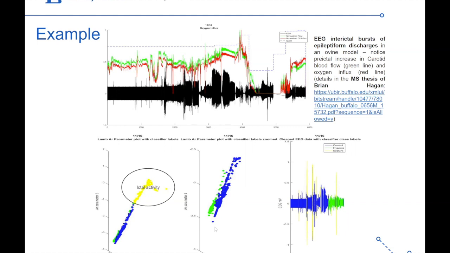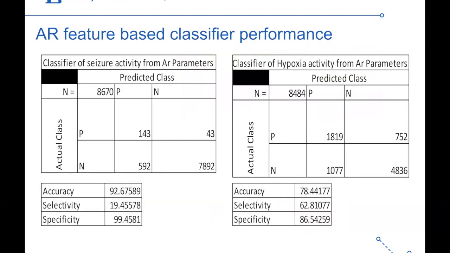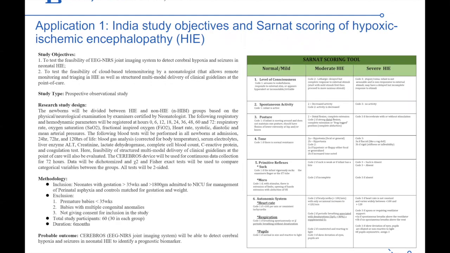It's a two-stage classification. Now, just briefly, these details are there in Brian's thesis that's online. We did very well in detecting this ictal activity, or seizure-like activity, where the accuracy was around 92%. However, hypoxia, using just EEG, we could detect only with an accuracy of 78%. So this is only with EEG. We didn't use the hemodynamic signal here. So that's the development of the signal processing, and then we applied this to the data that we collected in India.